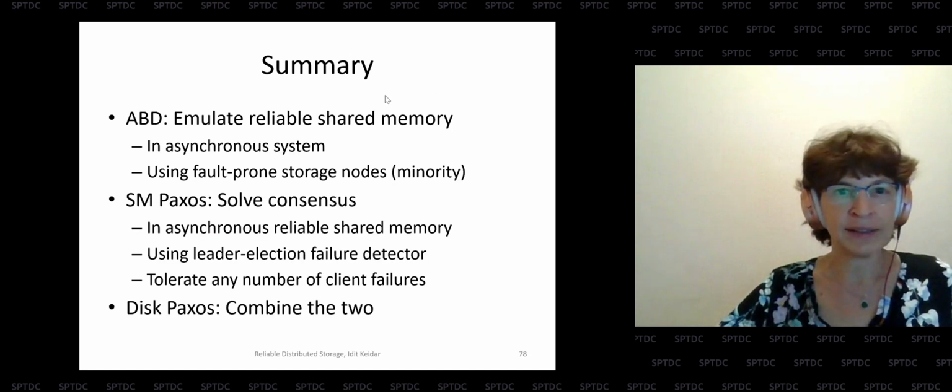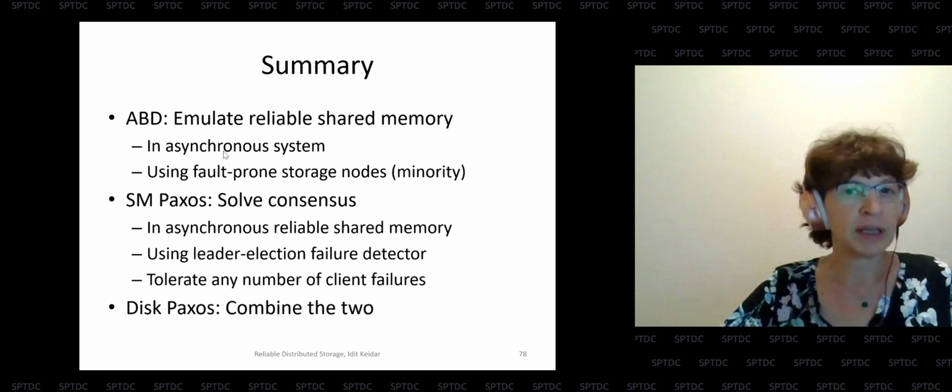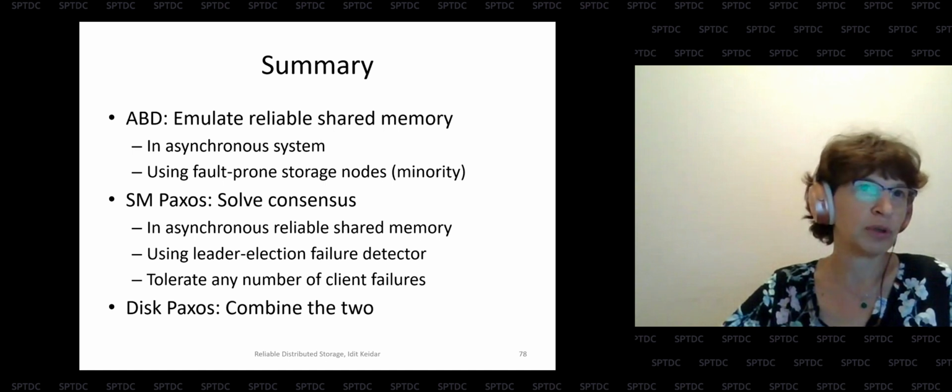So to summarize this part, we emulate reliable shared memory using ABD in asynchronous systems where a minority of the nodes can fail. Then we use shared memory Paxos to solve consensus in asynchronous shared memory that is reliable, that is, atomic shared memory registers that are not fault prone, using a leader election failure detector and tolerating any number of client failures. And then finally, disk Paxos combines the two. So we run the shared memory Paxos on top of an ABD-like emulation, but with a discount: ABD with a single round for read and a single round for write.